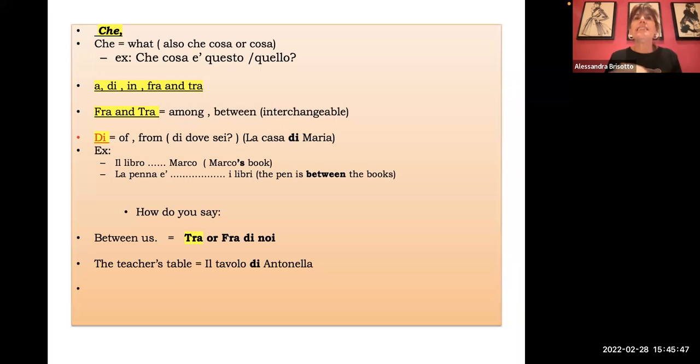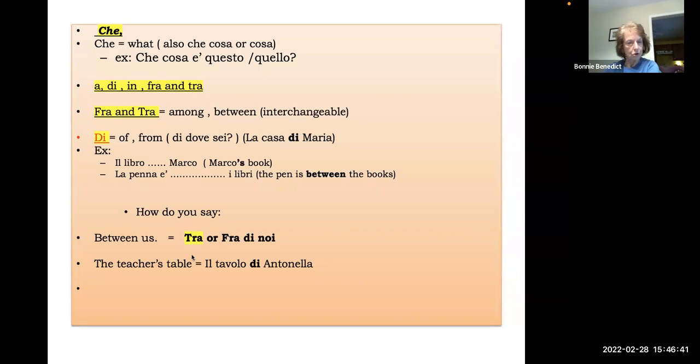If I say Alessandra is between the wall and the computer, okay? In italiano I say Alessandra è tra il muro e il computer. I can say Alessandra è fra il muro e il computer. It's the same, tra o fra. And di means a lot of things. Di means possession or from. Do you remember last unit we studied? Sono di Firenze. I am from Florence. Sono di Atlanta. I am from Atlanta. Sono di New York. I am from New York. So the preposition di is from or of.